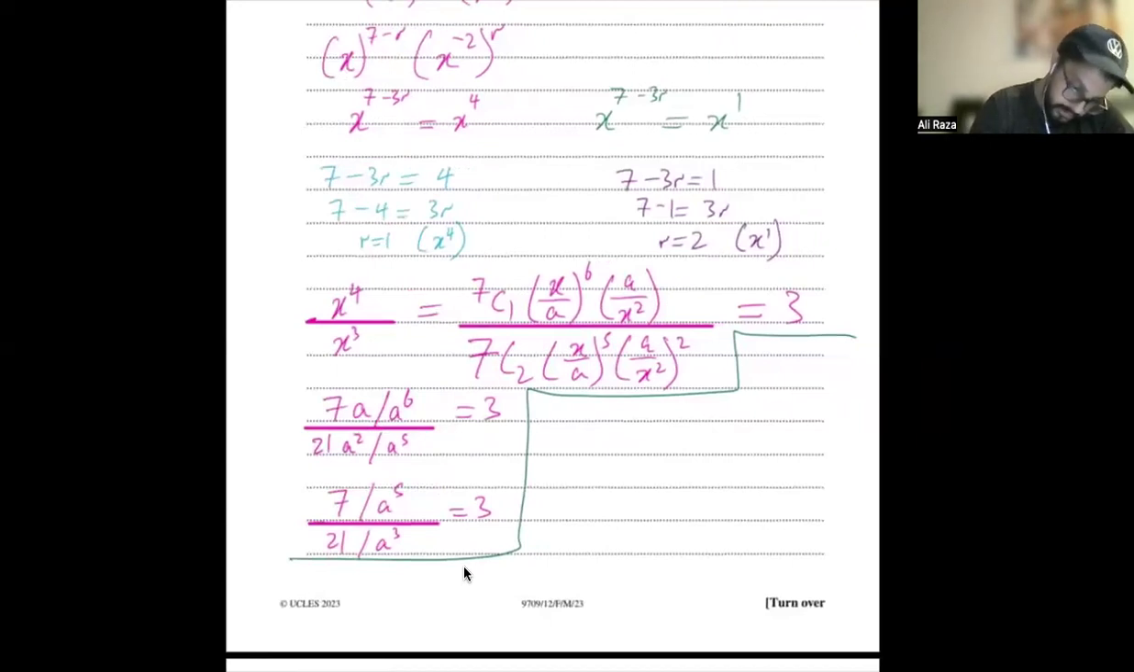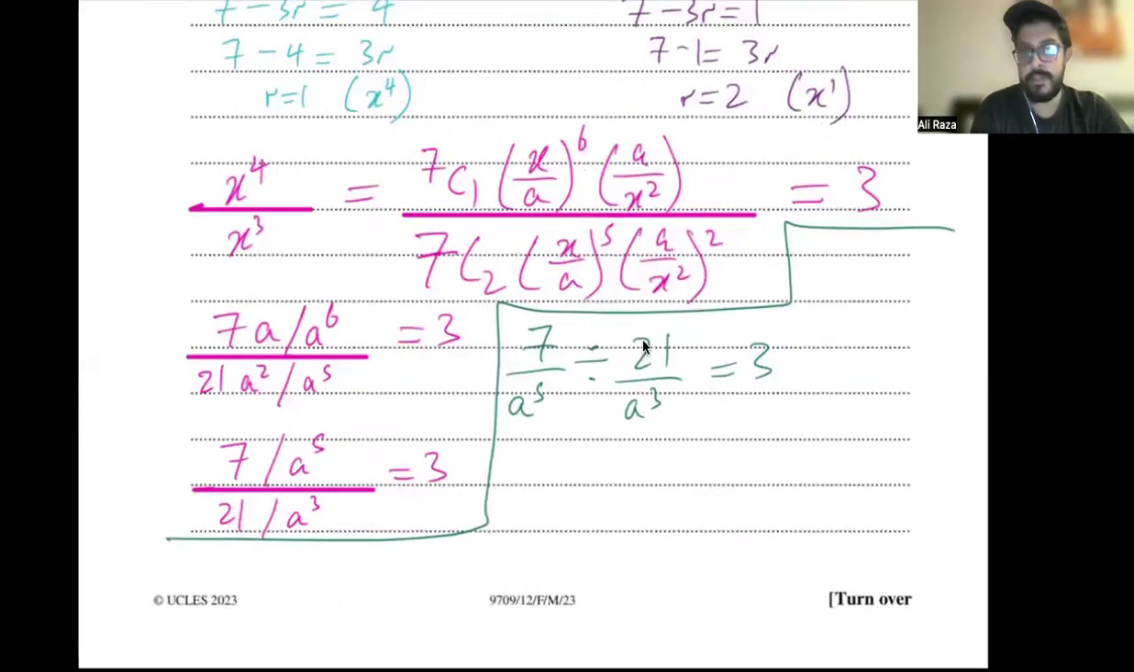Okay, now we have 7 upon a power 5 divided by 21 upon a power cube is equal to 3. This can be simplified when we reciprocate this. We can convert the sign into multiplication: 7 upon a^5 multiplied by a cube upon 21, sorry.